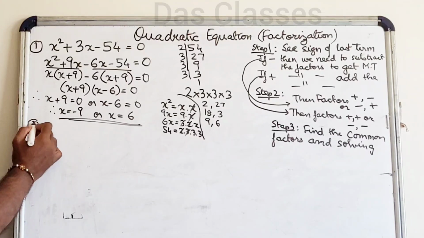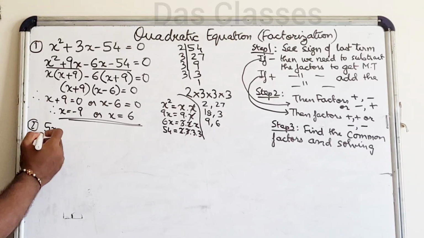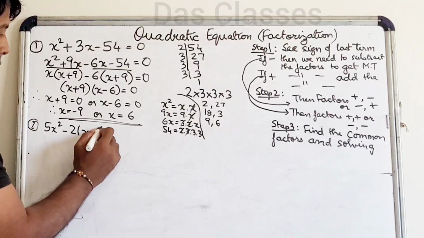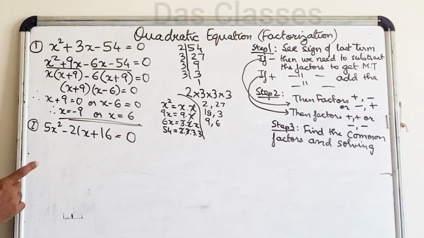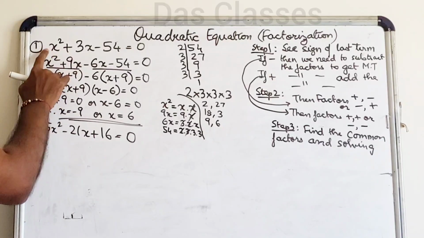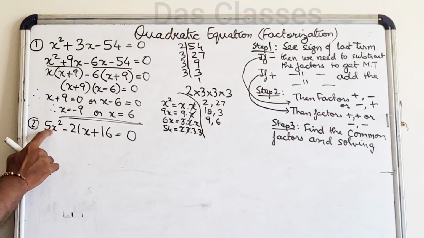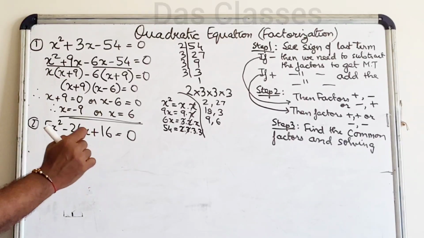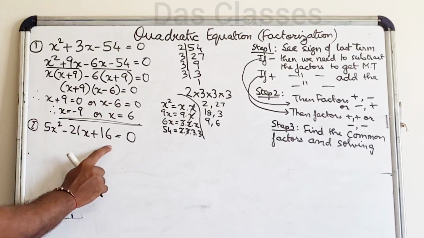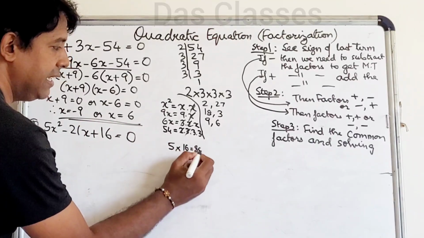Now what we'll do is, let's take another example. This time we'll make it a little more challenging. Now as you see in this sum, see the difference between the two sums. Here there was no coefficient; the coefficient was 1. Over here there is a coefficient. So whenever there is a coefficient, there's an additional step that you have to do. That is, first you need to multiply this number with this, that is 5 into 16, that is going to be 80.